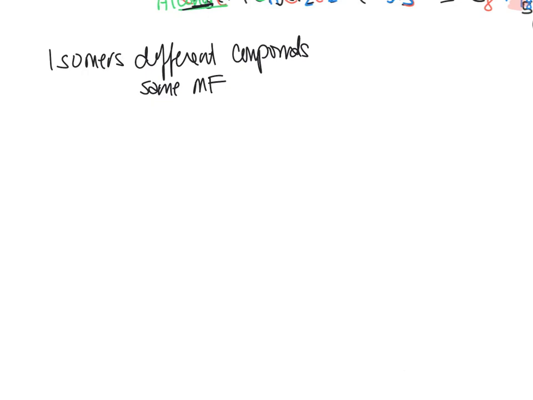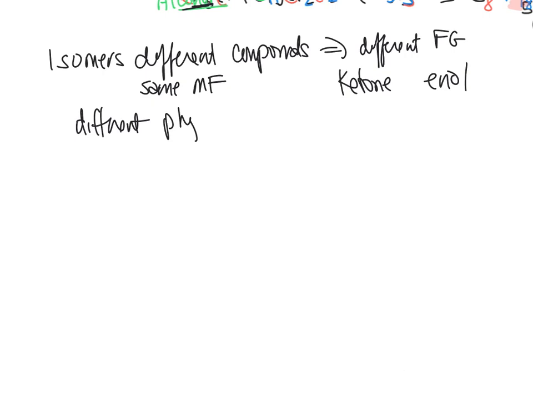Because they're different compounds, most of the time they have a different functional group. And we saw a ketone and we saw an enol. Or your ketone can be on a different carbon. What you're going to see is that they're going to have different physical properties, like boiling points and solubilities, and they're going to have different chemical reactions, different chemical properties.